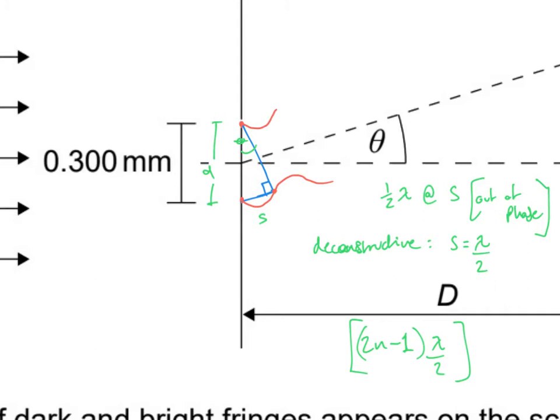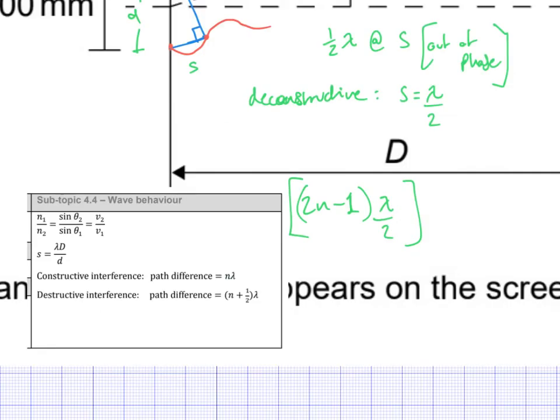We could simplify that as we can see in our data sheet right here. So this is on your data sheet, so there's no need to memorize this. We're going to simplify it as n plus a half, times the wavelength. Basically, when you have half a wavelength fitting into this S part of the triangle, you're going to have completely destructive interference. That's going to give you the dark lines.